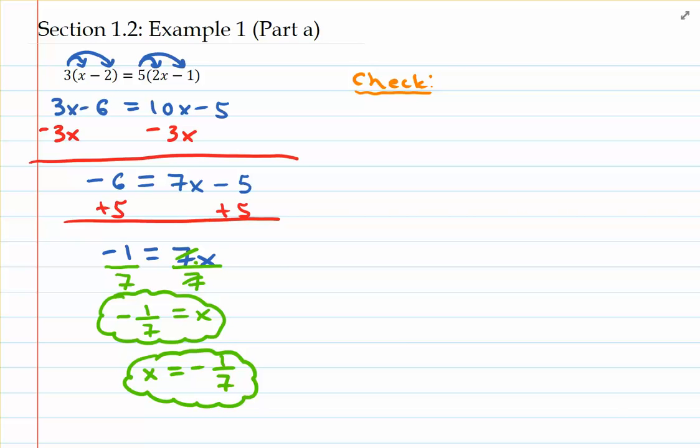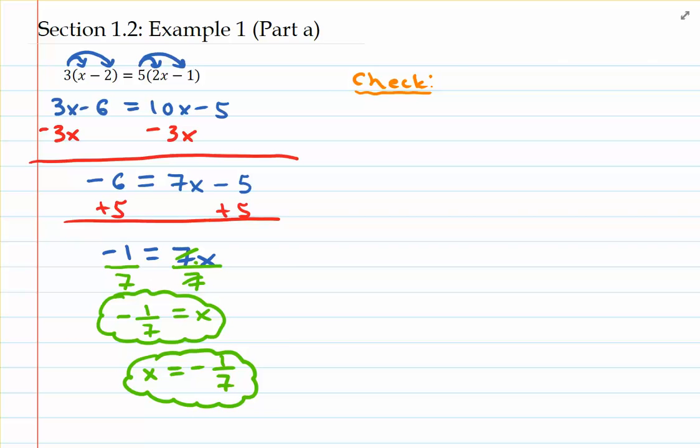In this video, we're going to check our answer to the equation 3 times quantity x minus 2 equaling 5 times quantity 2x minus 1. Now if you notice, we did get an answer of x equals negative 1/7, and it's good practice to always check whatever values you get for x.